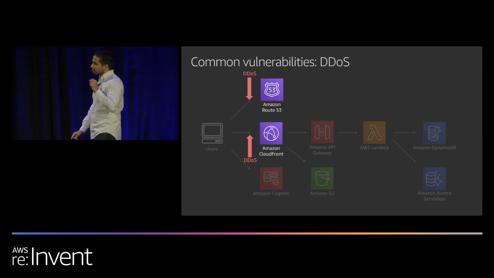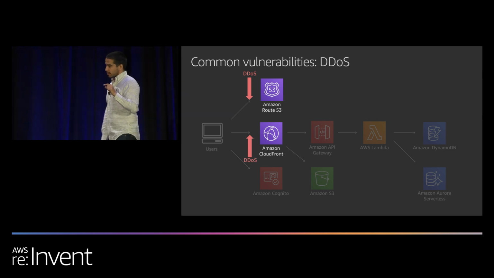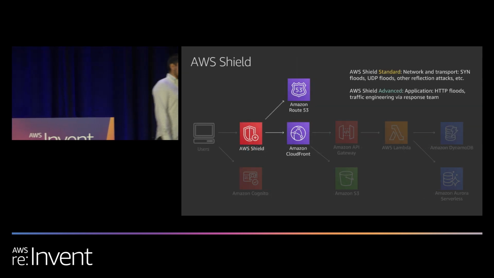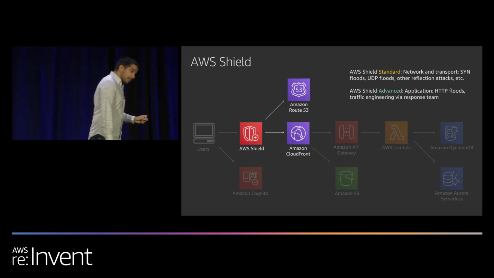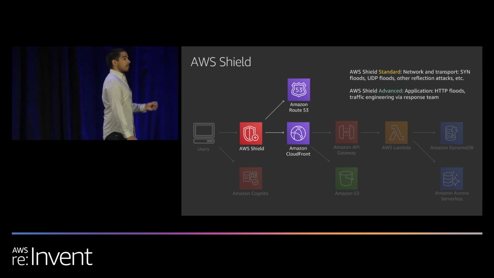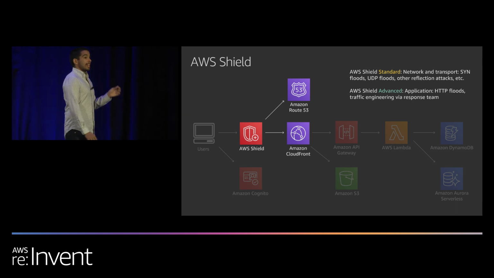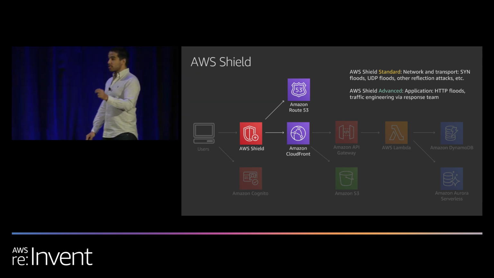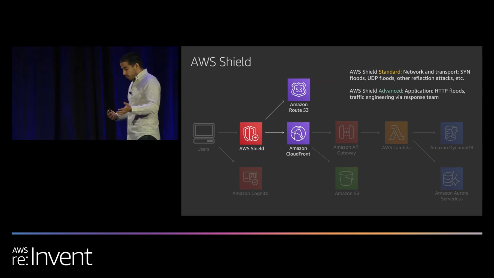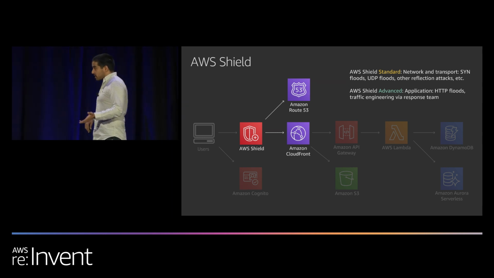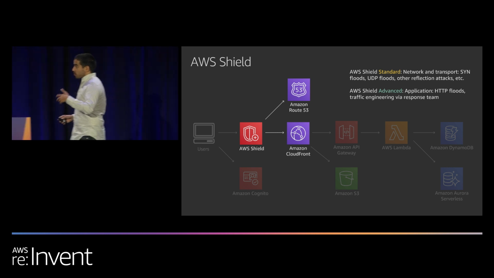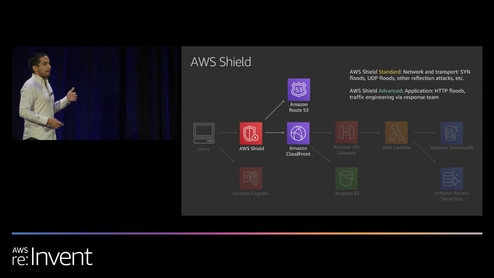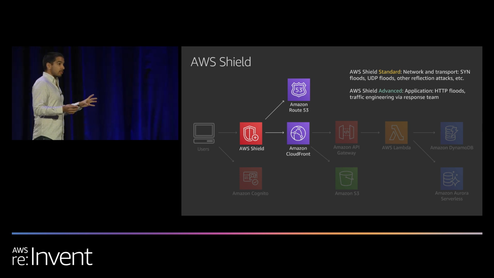We still have 2. Now, the good news is that all AWS customers in all AWS regions for all AWS services benefit for free from the protections of AWS Shield Standard. And this is the catch. It's just a standard version. Now, Shield Standard protects you against level 3 and level 4 types of DDoS attacks, so things like SYN floods, UDP floods, and other types of reflection attacks. And this is good because it gives you some peace of mind.